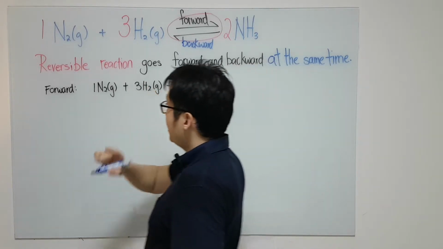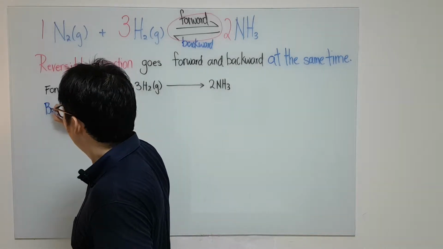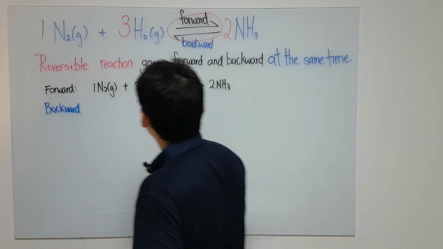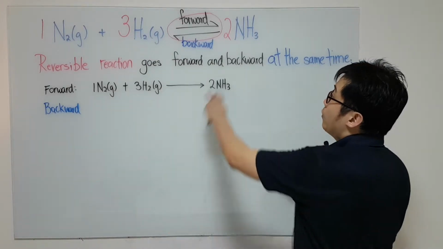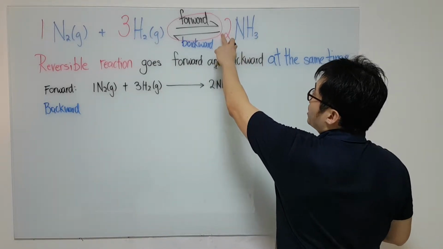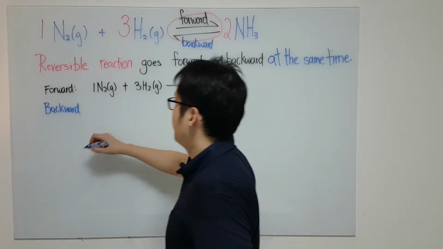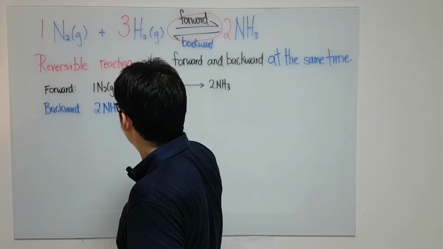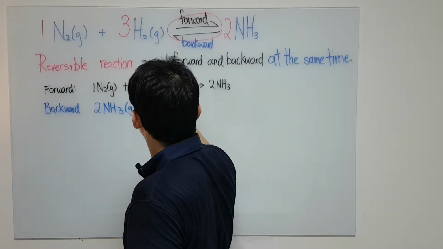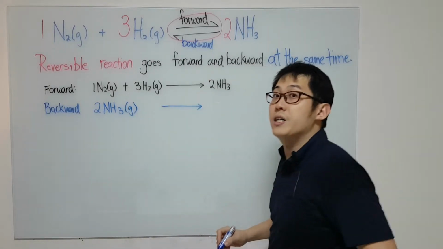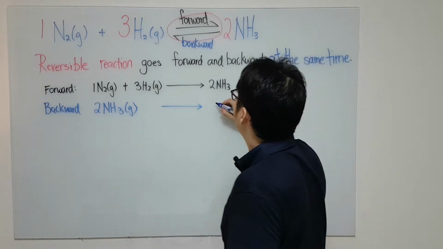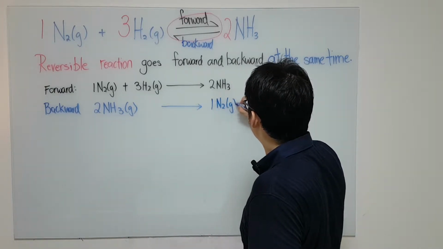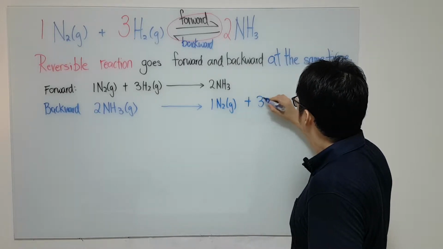But when it comes to asking, if the question asks you to write the backward, now students, here's the thing. When it comes to writing the backward, you must write it in such a way that whatever appears on the beginning of the arrow comes first. So this means it becomes 2NH3, becoming, for that matter, in this case here, decomposing to produce 1 nitrogen and 3 hydrogen.